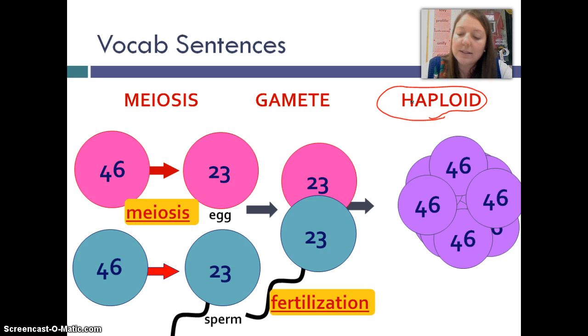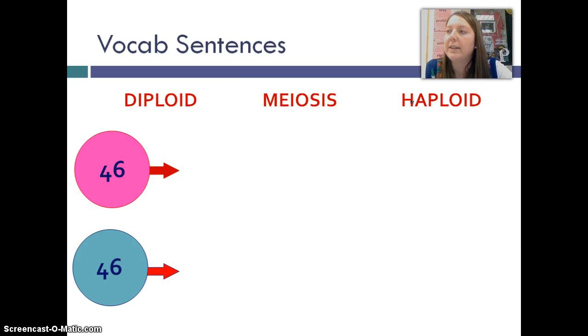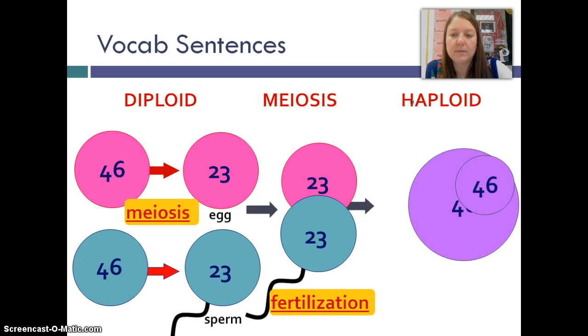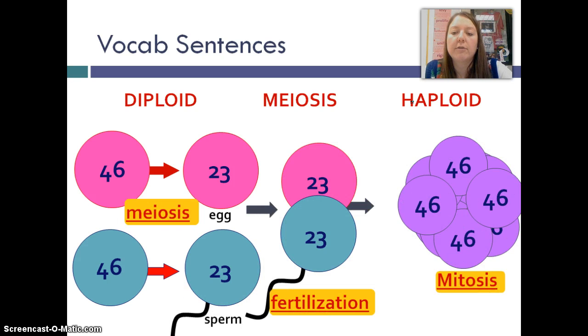Now, everybody else in the room, you guys are going to have 3 different words. You're going to have diploid, meiosis, and haploid. Okay? And again, we have this picture. Same one as the other slide from before.